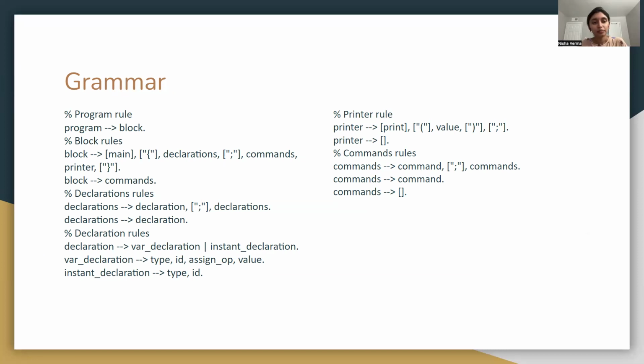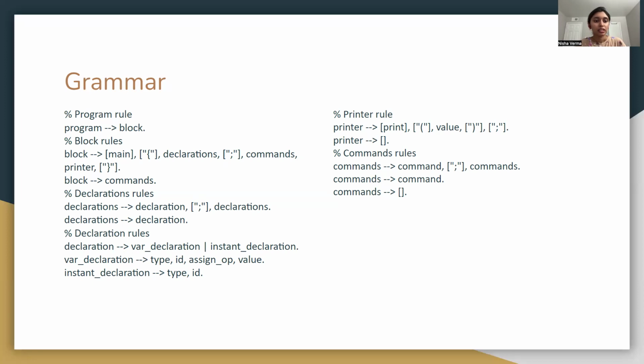Hi, I will be explaining the grammar which we have implemented. For the block, we have the main block, which is divided into three parts: declarations, commands, and print. For the declaration rules, there are two rules basically for declaration. The first one is for multiple declarations, and the second one is for a single declaration. Then coming to the rules, it has a variable declaration rule or an instant declaration rule.